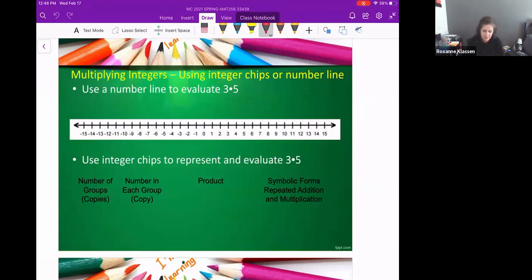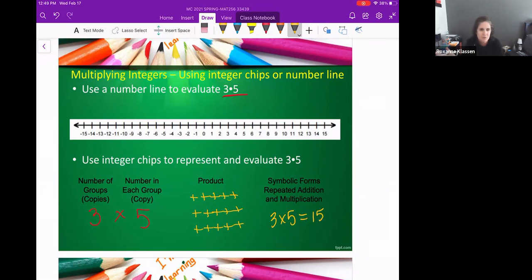So if you're going to do a number line to evaluate 3 times 5, go back to our original model for whole number multiplication. That's 3 copies or 3 groups with 5 in each group. And if we were doing it with our chips, these chips are going to be yellow. So we're going to say 1, 2, 3, 4, 5. There's 1 copy. 1, 2, 3, 4, 5. There's 2 copies. 1, 2, 3, 4, 5. There's 3 copies. And so our answer would be 3 times 5 equals 15.